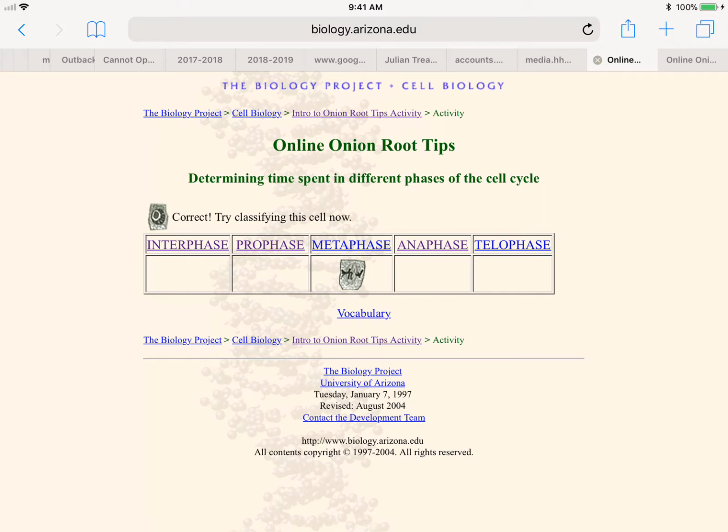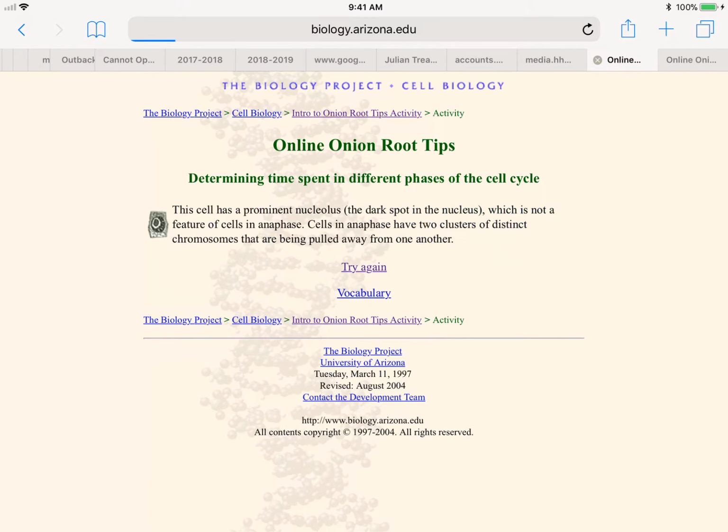Now I see this next cell, and I'm not really sure what it is. So I'm just going to guess and put anaphase. Oh no, they tell me this cell has a prominent nucleolus, or that dark spot in the nucleus. And that's not a feature of cells in anaphase. Anaphase has to have 2 clusters of distinct chromosomes. Remember, that's when the chromosomes are splitting and moving to opposite sides. Okay, that makes sense, so I'm going to hit try again.